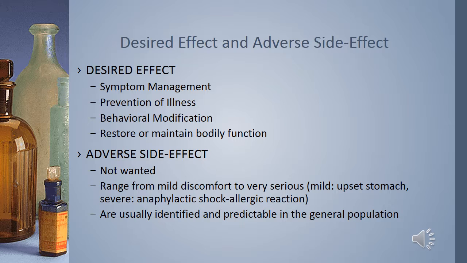Since every medication is prescribed for a specific purpose, along with that purpose comes a desired effect. The desired effect is what occurs as a result of the medication being prescribed that is desired. For example, symptom management. If a diabetic is prescribed insulin, they take the insulin and then their blood sugar is stabilized, then that is a desired effect. It can also be used for the prevention of illness. An example would be a flu shot being given to prevent getting the flu.